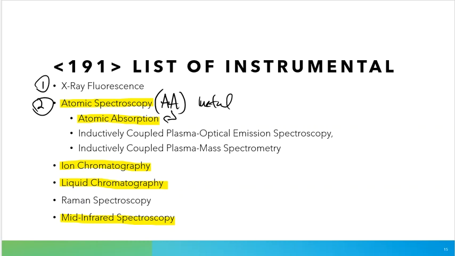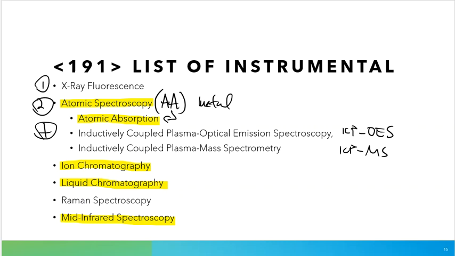Next up are inductively coupled plasma, optical emission spectroscopy, and inductively coupled plasma mass spectrometry. We abbreviate this, of course, as ICP-OES and then ICP-MS. So either one of these instruments can also be used for metal analysis. So folks, this section is really all about cations. That's what section number 2 is all about.